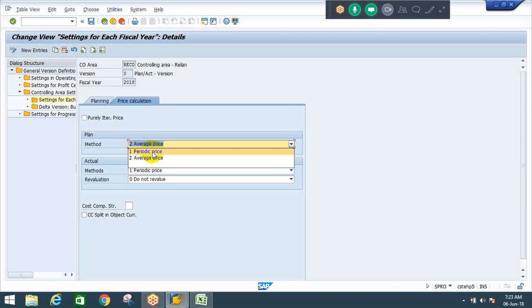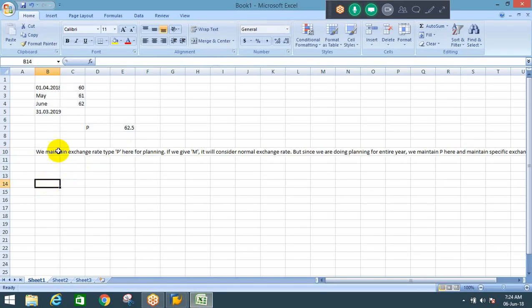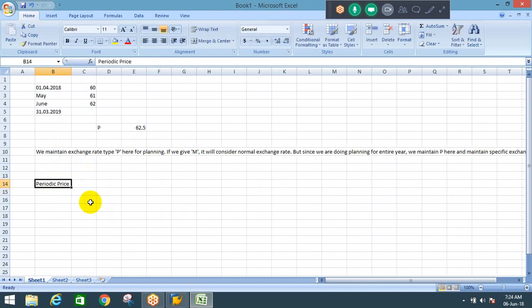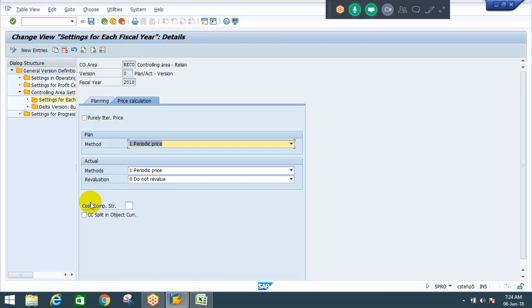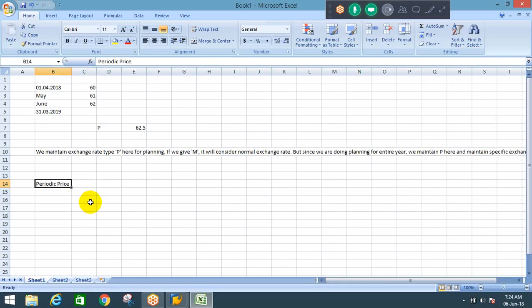So here when we do the planning, how do you want to calculate the price? We have periodic price and average price. First, periodic price. What is this periodic price? So for example, yesterday we did cost center 1. In cost center 1 we maintained electricity charges.